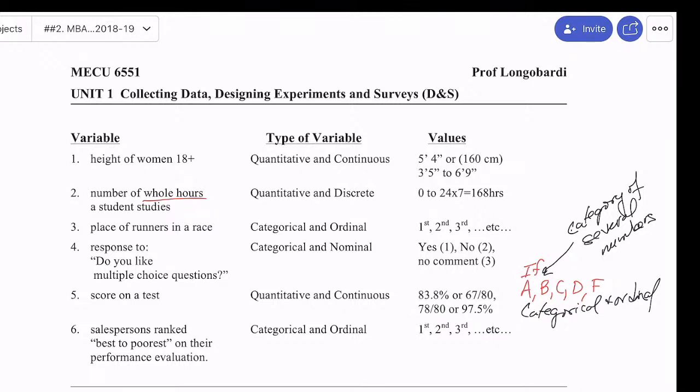Discrete, you mean score on a test? Could be quantitative and discrete. Sure, if you had written that the test score had to be discrete, if it had to be whole numbers, then that would be quantitative and discrete.